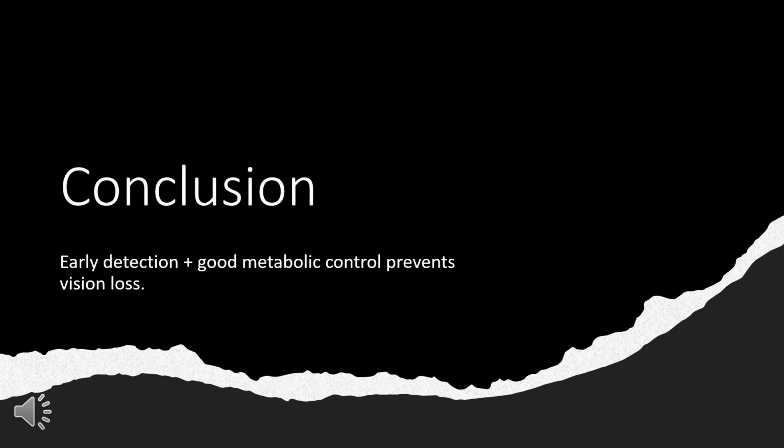In conclusion, diabetic retinopathy is a common but largely preventable complication of diabetes. Chronic hyperglycemia is the primary driver of disease progression, but early screening, good metabolic control, and timely treatment can preserve vision. This highlights the importance of integrated diabetes care and the role of preventative strategies in reducing long term complications.